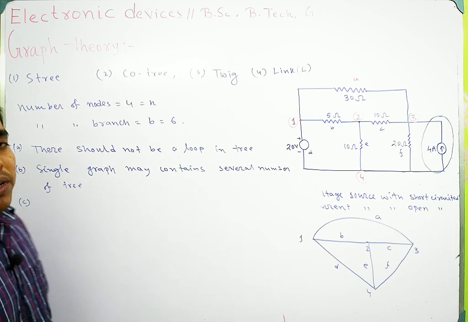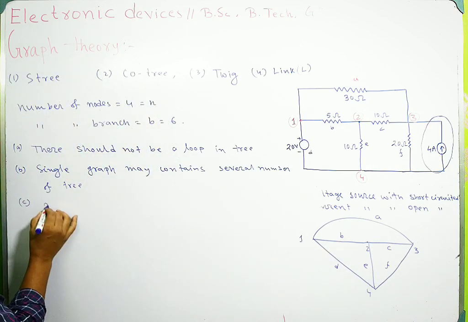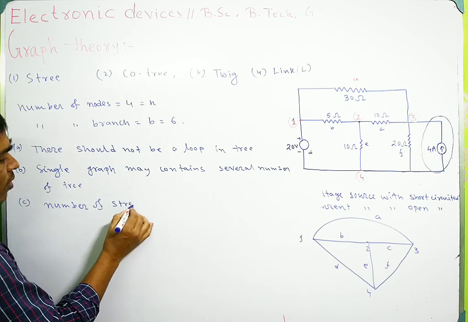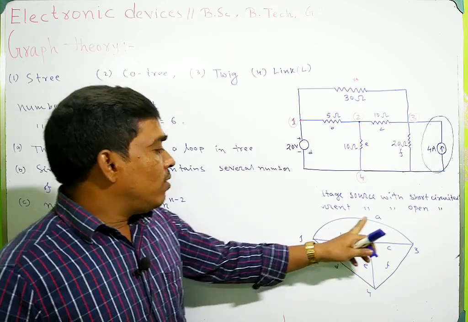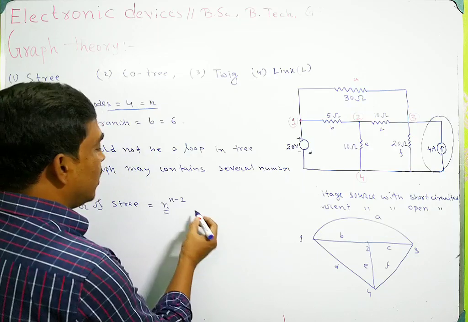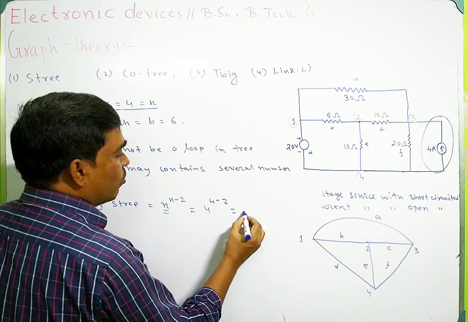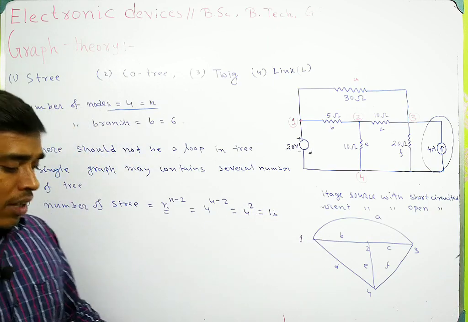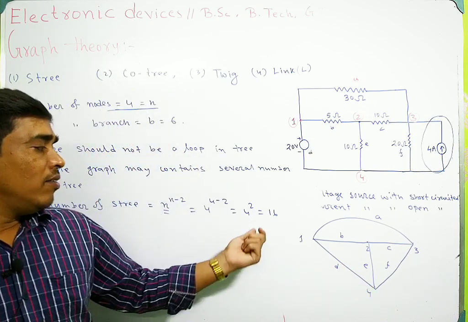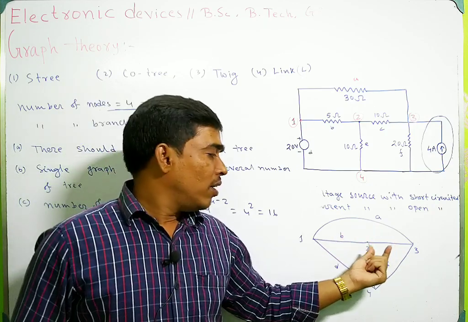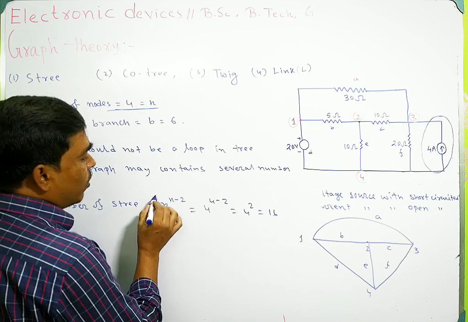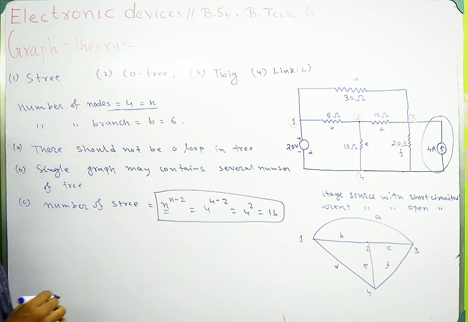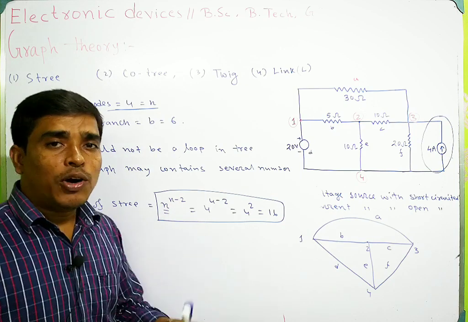See, what will be the number of trees of this graph, any graph? So number of trees is equal to n to the power n minus 2, where n is the number of nodes of the graph. If you want to calculate the total number of trees of this graph, here the number of nodes is 4, so 4 to the power 4 minus 2, so it will be 4 squared, 16. So in this case, this graph contains 16 trees, but this formula does not hold for all networks or all graphs. Okay, there are some limitations of this formula we will discuss later.